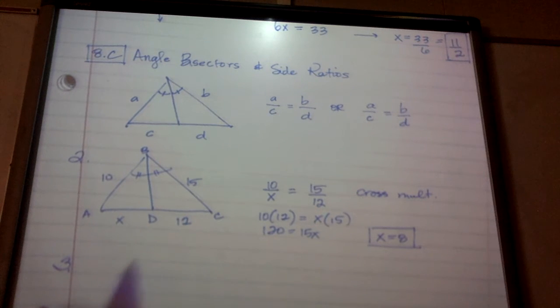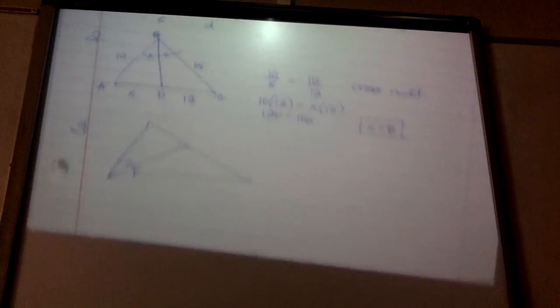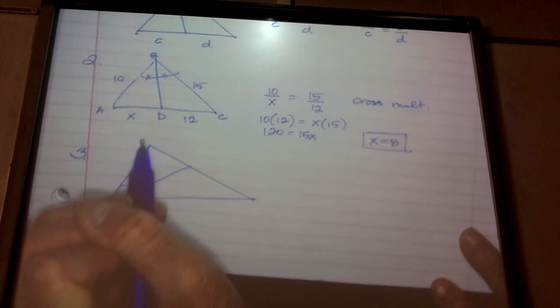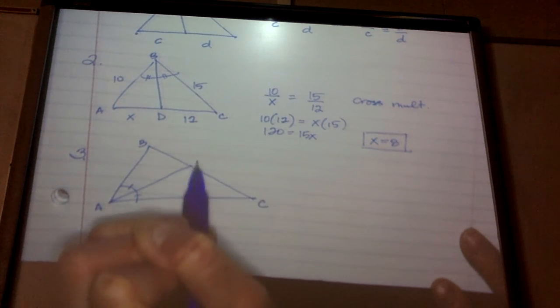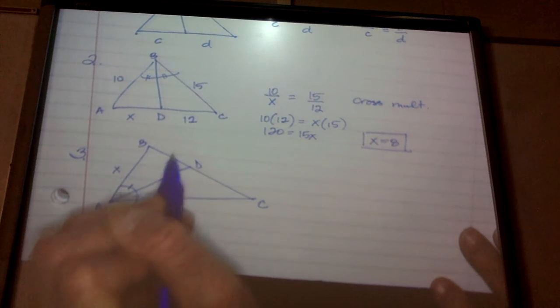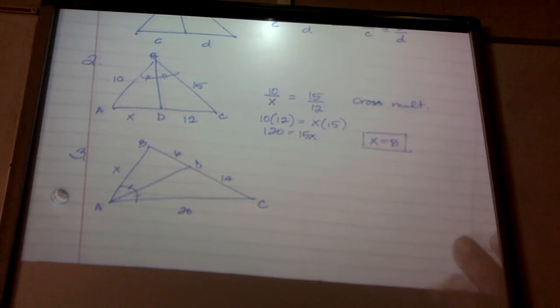It doesn't matter where that bisected angle is. If my bisected angle is towards the bottom, as long as I mark it with the same tick marks, then I know that those angles are congruent. So I've got A, B, C, and then this segment bisector is D. X, 6, 14, 20. So I'm going to set this one up a little different.